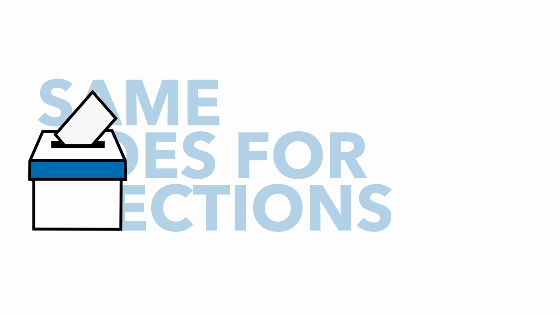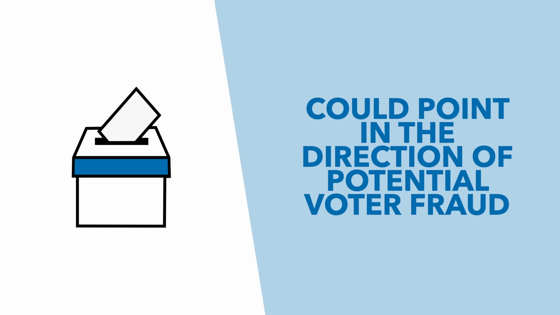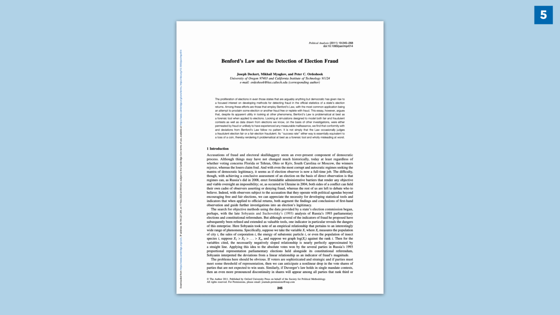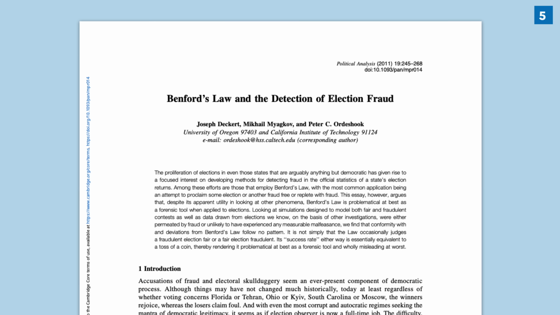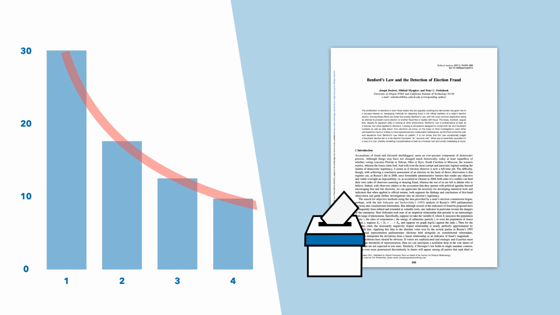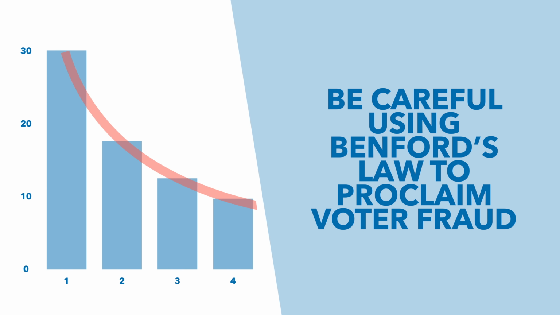The same goes for elections. Benford's Law could point someone in the direction of potential voter fraud, but there would still need to be much more research into the micro-level data. In support of this, as found in a 2011 study, Benford's Law as a way of identifying election fraud is essentially equivalent to the toss of a coin. Basically, we should be really careful when using it to proclaim that fraud has been committed.